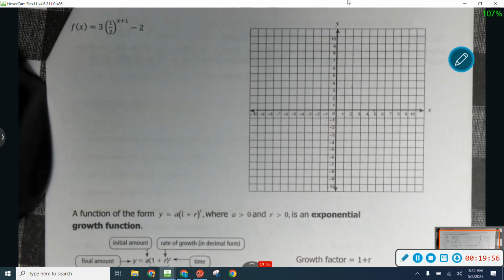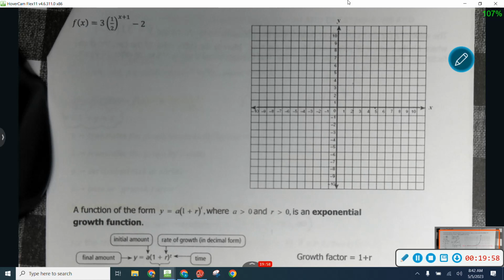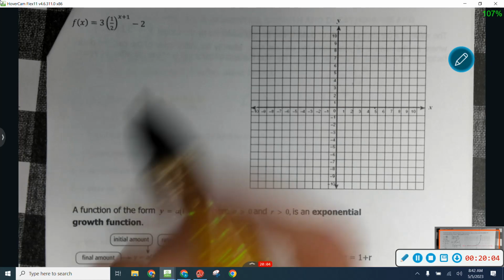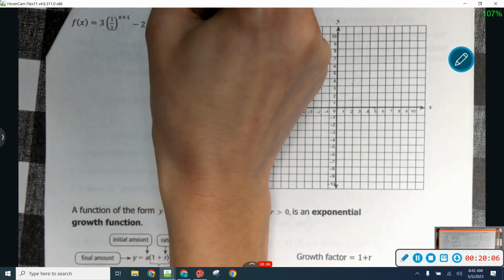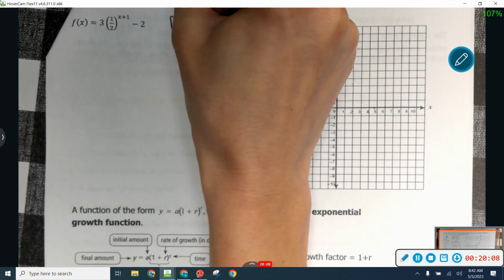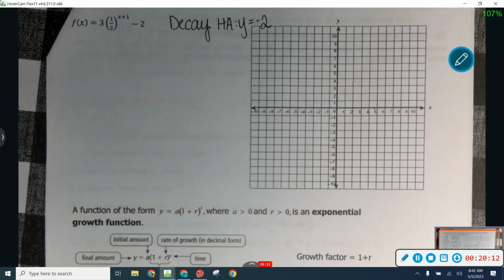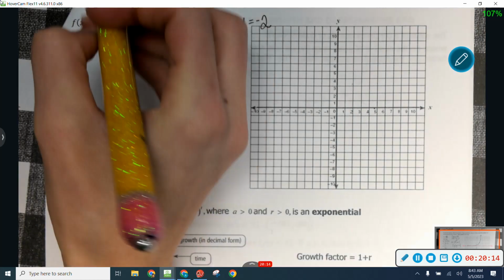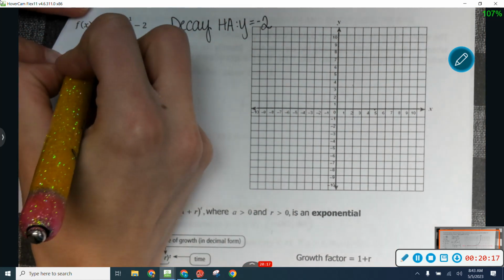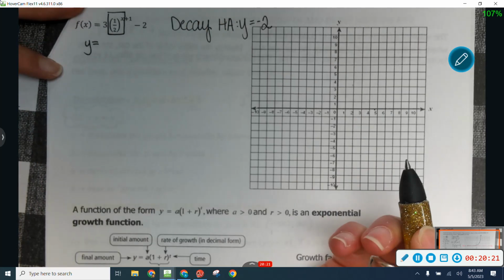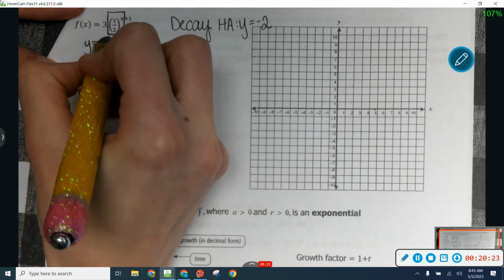Okay, so this one we're going to do pretty quickly. What's my parent function? Well, before we do that, is it growth or decay? Decay, because my base is 1/2. What's my horizontal asymptote? y equals -2. So my parent function is whatever's being raised to the x, and it's only x. So my parent function would be (1/2)^x.